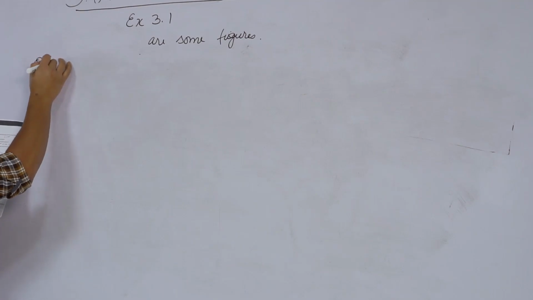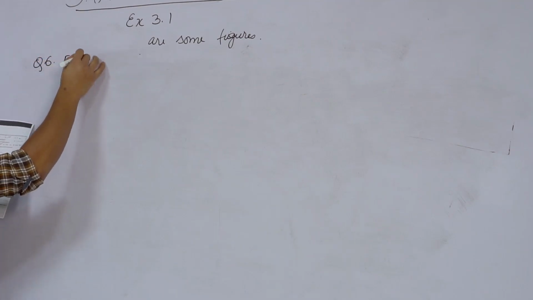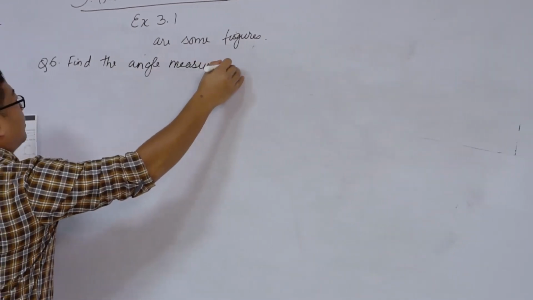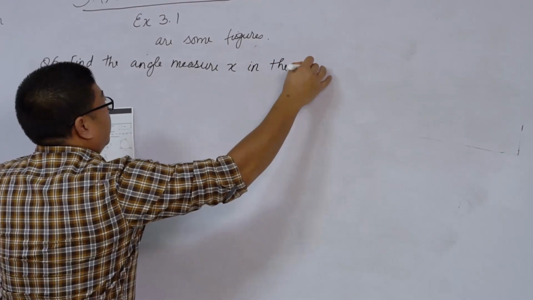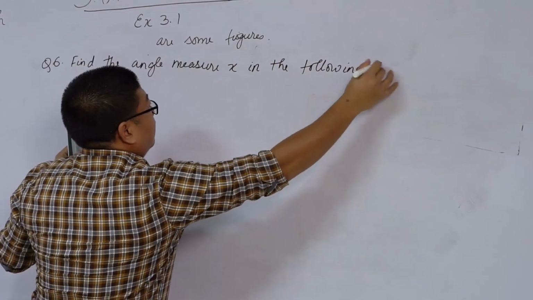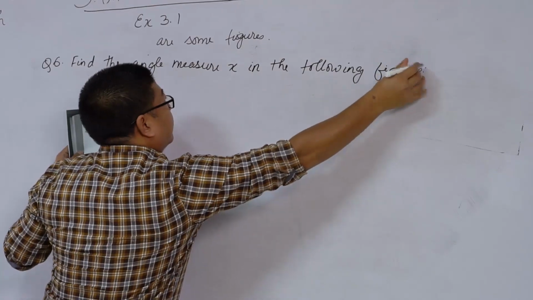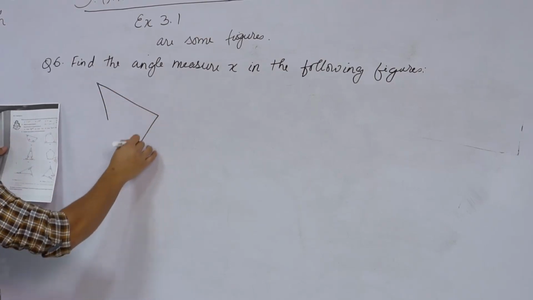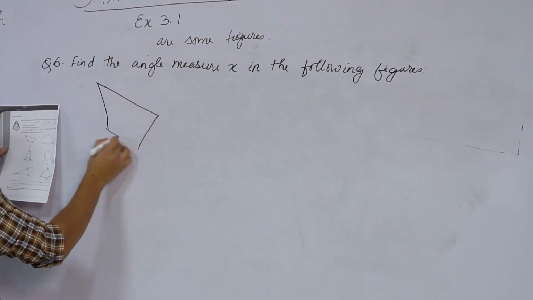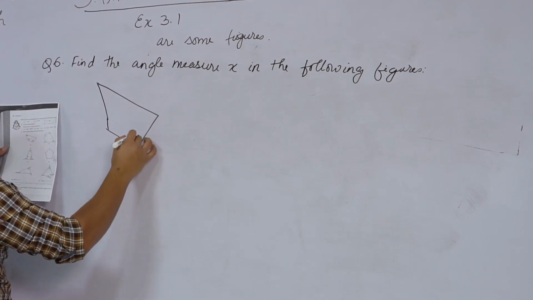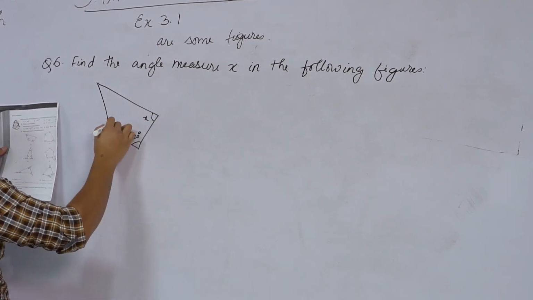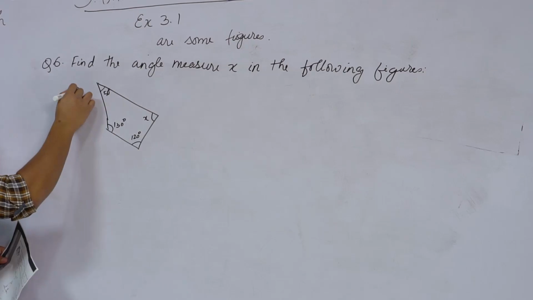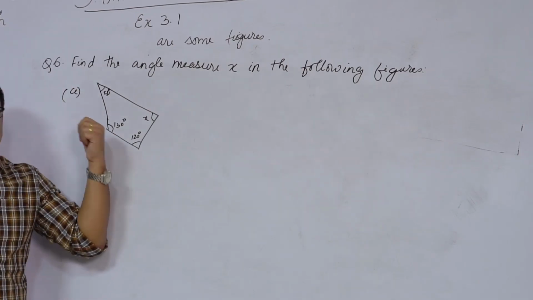Let's skip to question number 6. Find the angle measure x in the following figures. The first one is given as 120 degree, x, 130 degree and 50 degree. This is the first figure that they have given us.